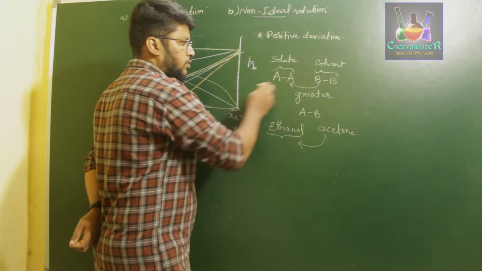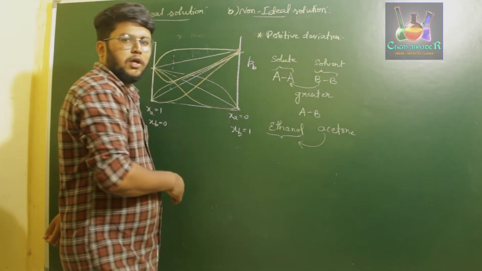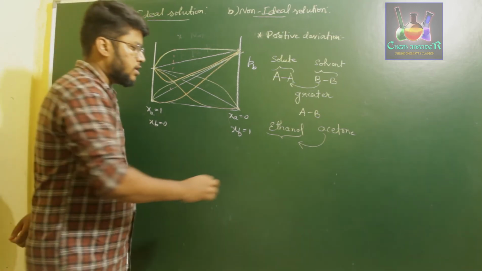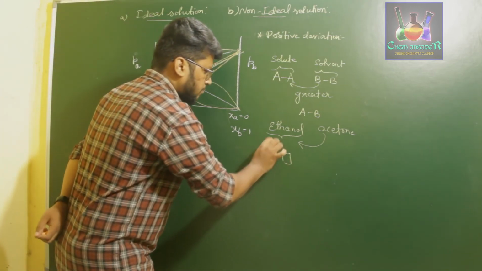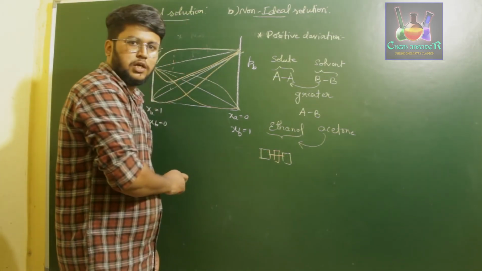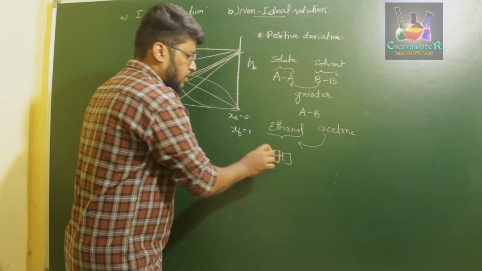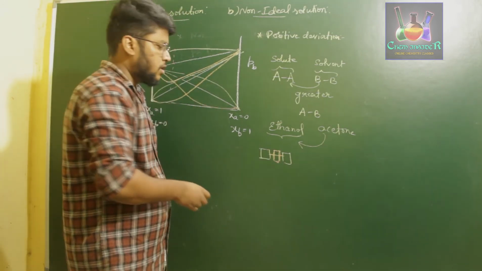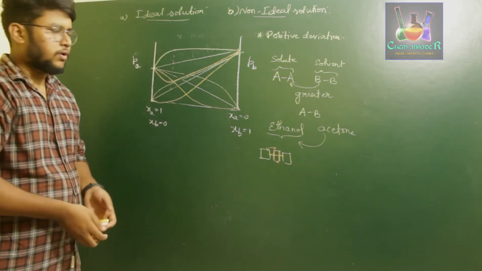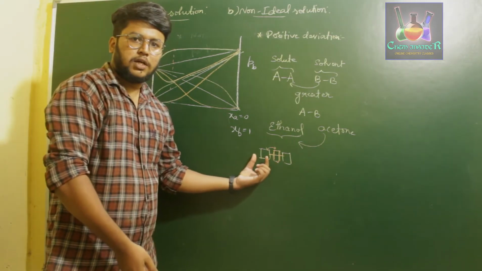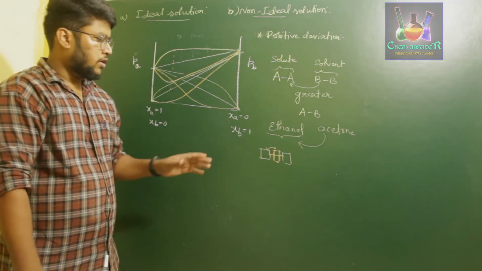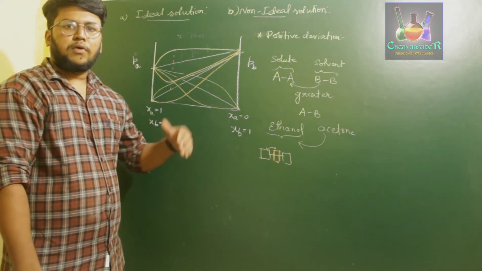When you are adding acetone to ethanol, you are breaking down the hydrogen bonds. That is, if these are ethanols and you are adding acetone here, there was initially hydrogen bonding between two ethanol molecules. Now the inclusion of acetone is breaking down the bonds. So the interaction between acetone and ethanol will be less. Once the interaction between acetone and ethanol is less, both the solute component and the solvent component tend to escape to the vapor phase.